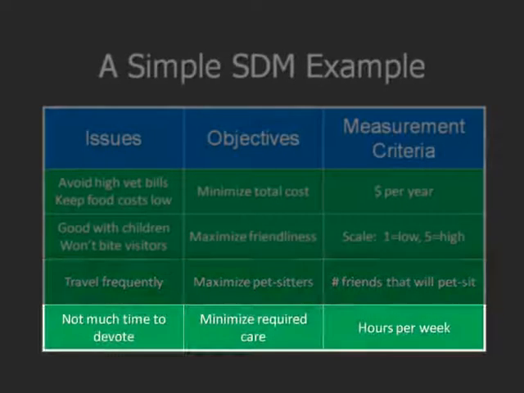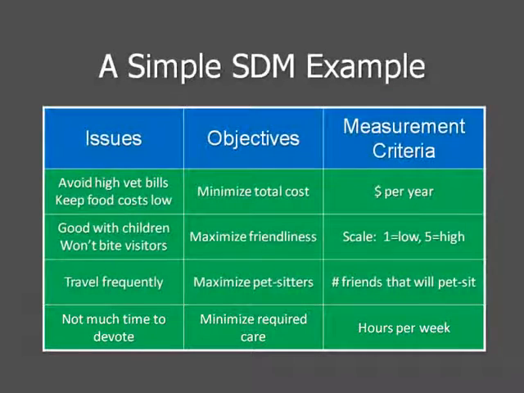And then last, I recognized that I didn't have a lot of time to devote to care of the pet. So I translate that into an objective, which is I want to minimize the required care, and I might measure that in hours per week. So I've translated my issues or concerns into objectives, and I've devised a way to measure them. Okay, now I need to think about what my alternatives are.